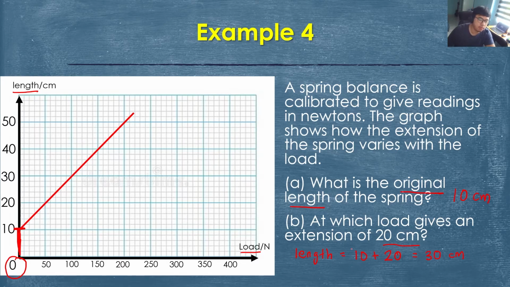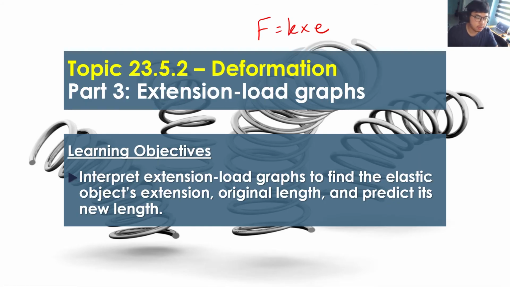Now from the graph, we want to find the load from looking at the length. Length is 30 centimeters. And so if you do that and then you go down, you will find that the load is 100 Newton. So the load is 100 Newton. That's the answer. All right, so that's the end of the lesson.